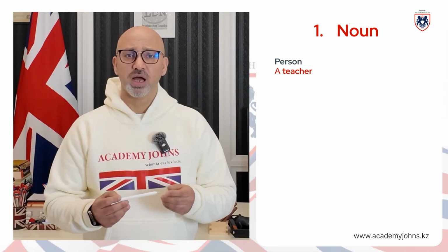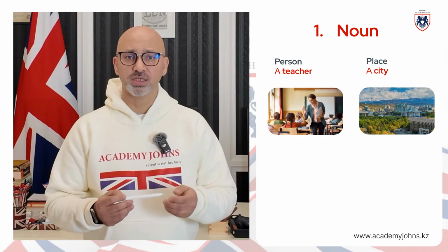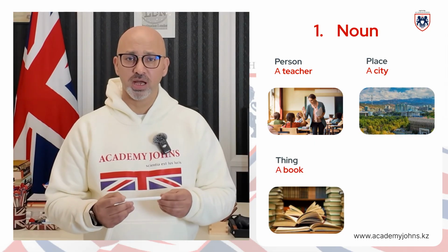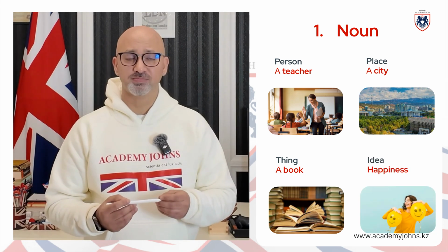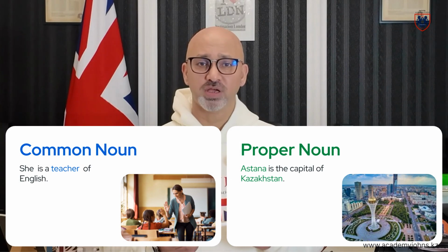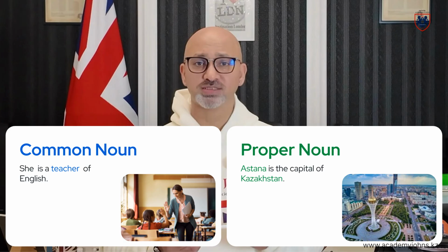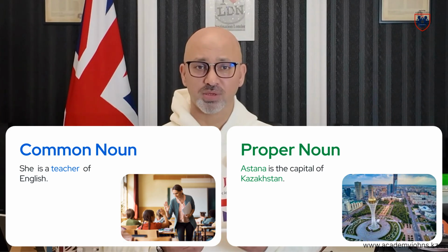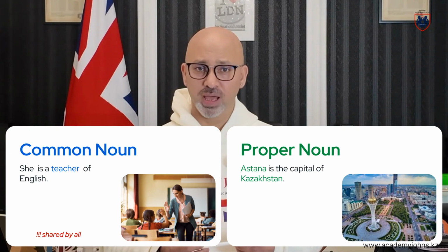A noun is a word used as the name of a person, for example, a teacher, a place, for example, a city, a thing, for example, a book, or an idea. For example, happiness. We have 2 types of nouns, common nouns and proper nouns. A common noun is a name given in common to every person or thing of the same class or kind, for example, teacher or city. Remember, common nouns are shared by all.